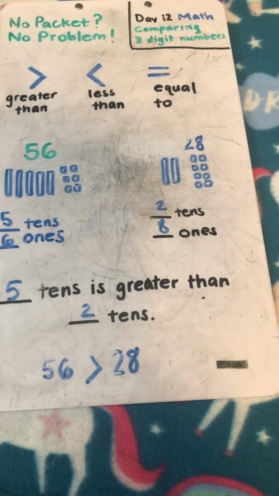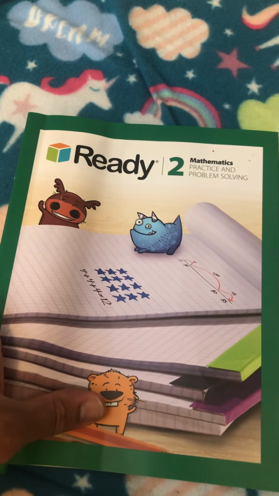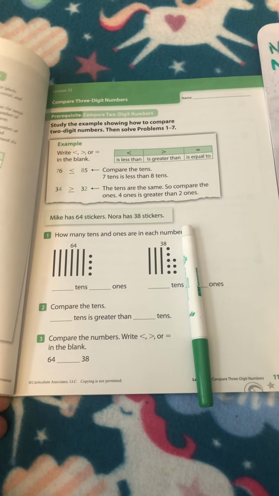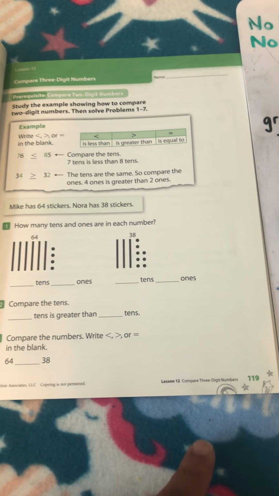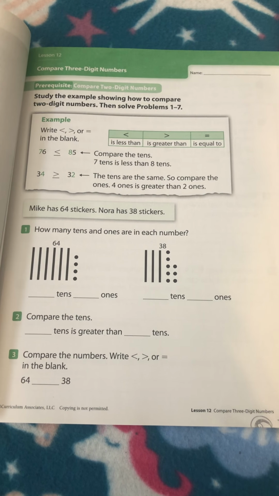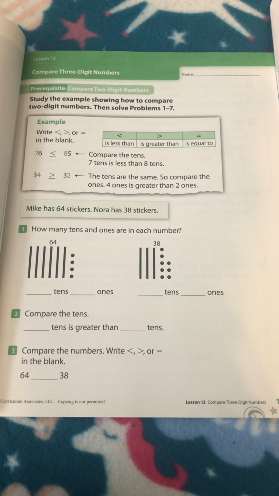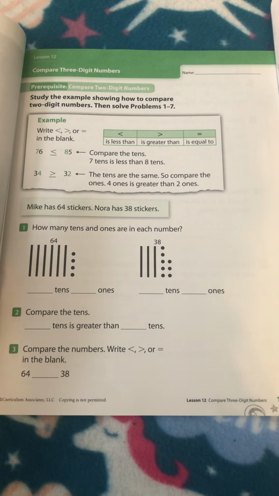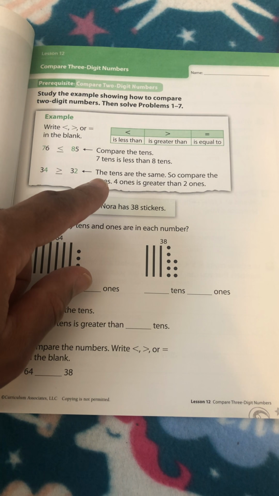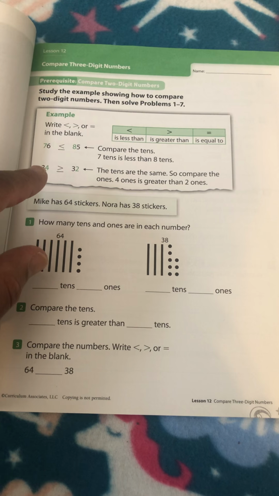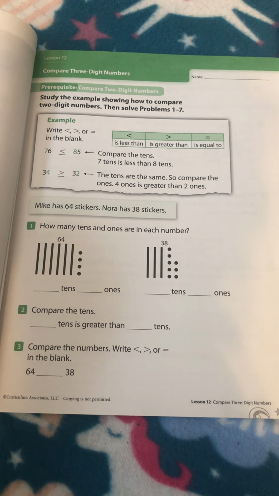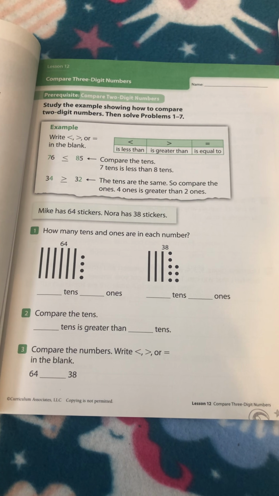In your Green Ready workbook, you're going to be having a chance to do very similar work today. Your practice is going to take place on page 119 in your Green Ready workbook. They start off by giving you an example at the top, showing us, just like I did, that we can look to see which number or value has more tens, and that can be a really good clue for which number is going to be greater.